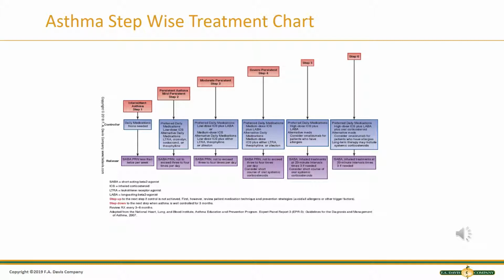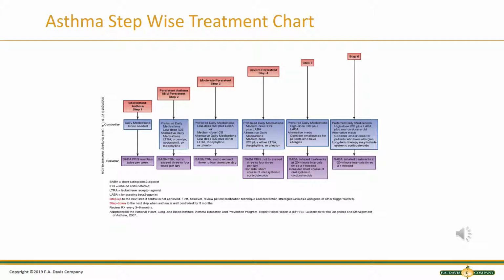Here is the treatment flow chart for asthma. As you can see at the top, you have your classifications of severity of asthma, which you would have obtained from the symptomology of the patient and your PFT or spirometry test results.